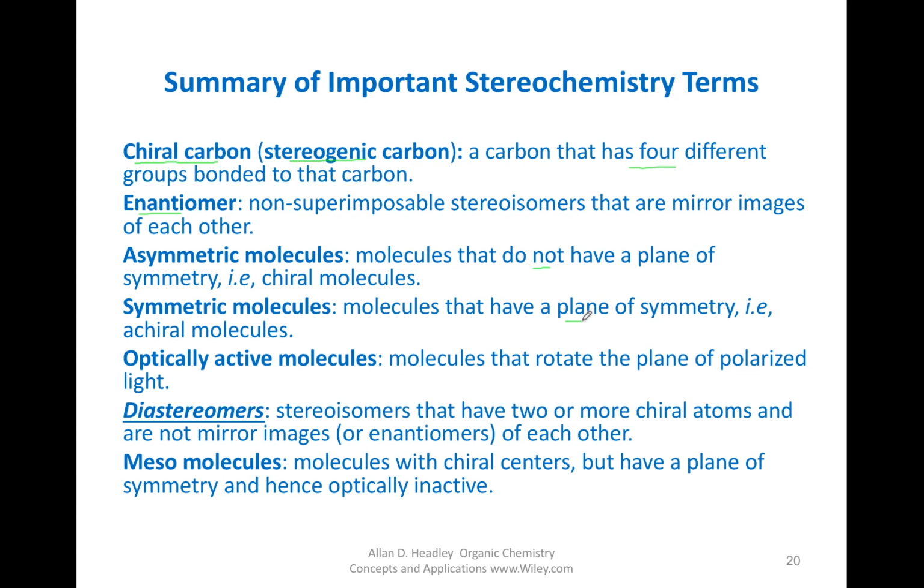If it has more than one chiral center in it, then we call that a meso compound. Optically active, that means that it will rotate the plane of polarized light. So that's another term that's used for enantiomers, optically active molecules. And then we looked at diastereomers. Diastereomers here are stereoisomers that have 2 or more chiral atoms, mostly carbons, and are not mirror images of each other. Keyword, not mirror image of each other, because if they were, they would be enantiomers.